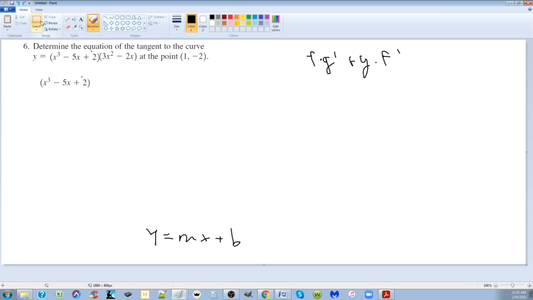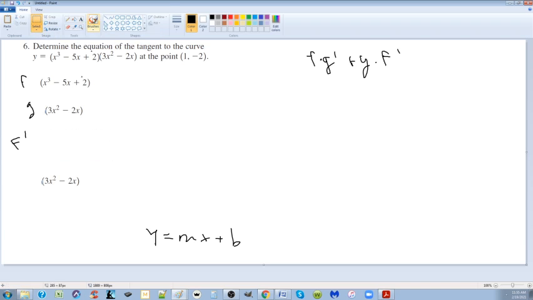So we need to find the slope first. To find the slope, we need to find the derivative. So we have this, and I'm going to assign this as my f of x, this is my g of x. Just move it all down. I'm going to solve f prime. Well, that's 3x squared minus 5. So that means my f prime is 3x squared minus 5.